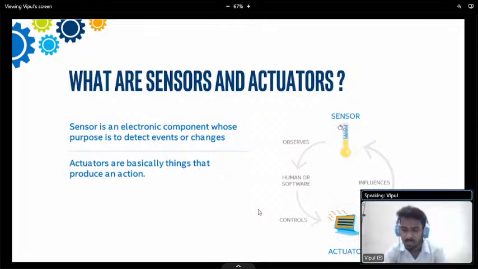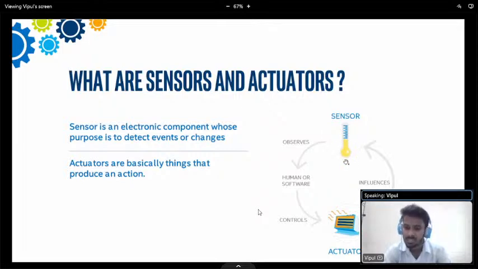As you can see in this image, there is one sensor. It looks like some kind of temperature sensor. What it does is detect the environmental temperature, observing the events happening in the environment. That is nothing but one kind of sensor. It is just observing the changes happening in the environment regarding the temperature. So what is an actuator? Actuators are basically things that produce an action.